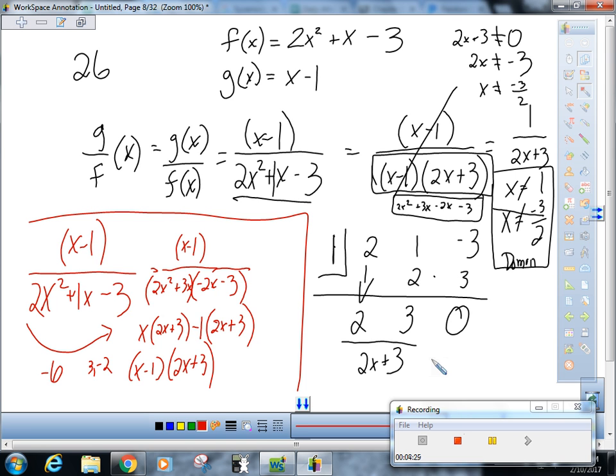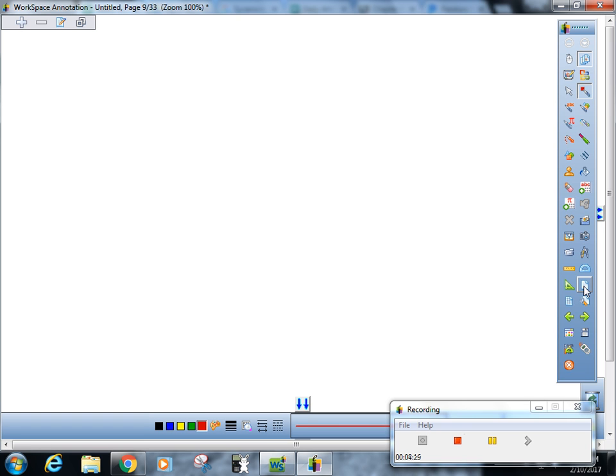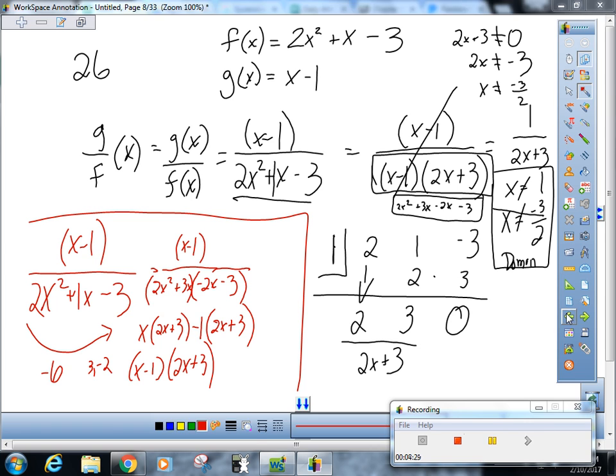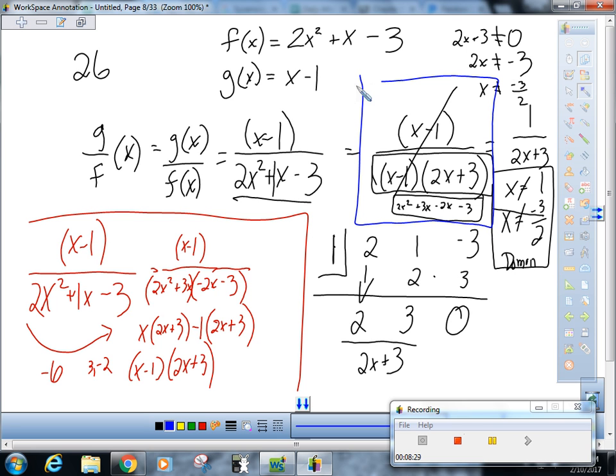That's tough stuff. Okay, so now we're going to go into today's work. Yes, that's right. Okay, we had a great follow-up question. So it's regarding this step right here. And the question is, when you cross that out, why was the answer 1 over 2x plus 3? Why wasn't it just 2x plus 3?